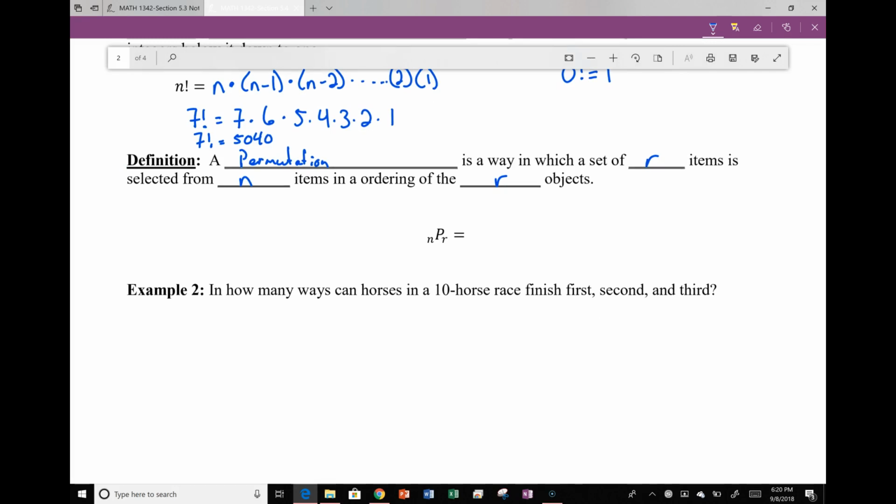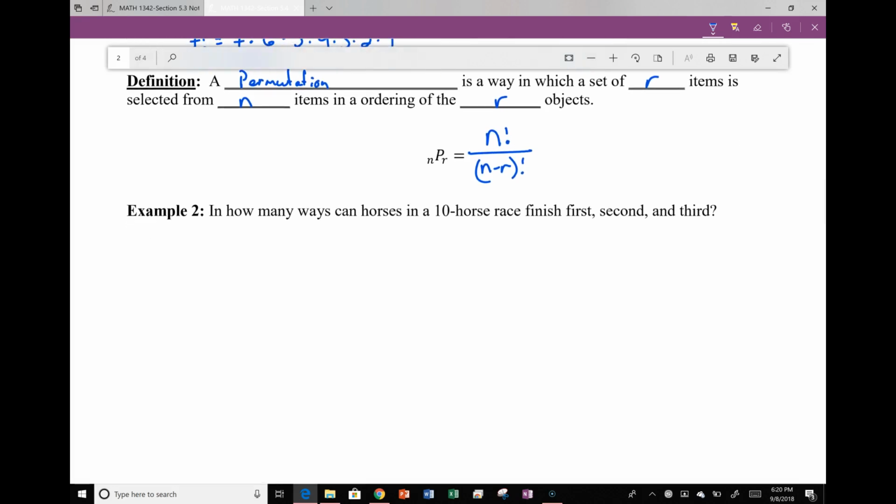So we have a permutation. We start out with the N number of items, and we're going to select the R number of items. The formula for this is N factorial divided by (N minus R) factorial.